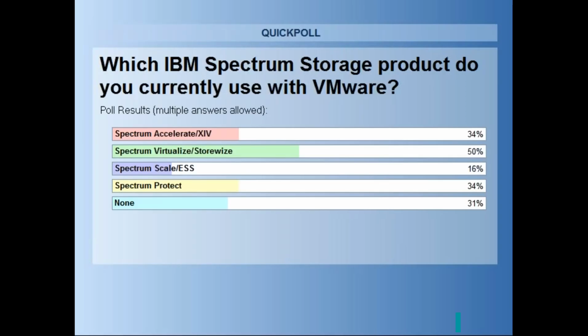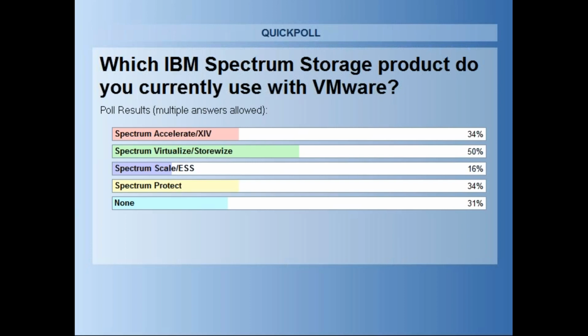All right, so it looks like a good section of the audience is using Spectrum Virtualize Storwize, and then almost equally Spectrum Accelerate and Spectrum Protect. And then a good chunk of the audience is not using any of them at all.